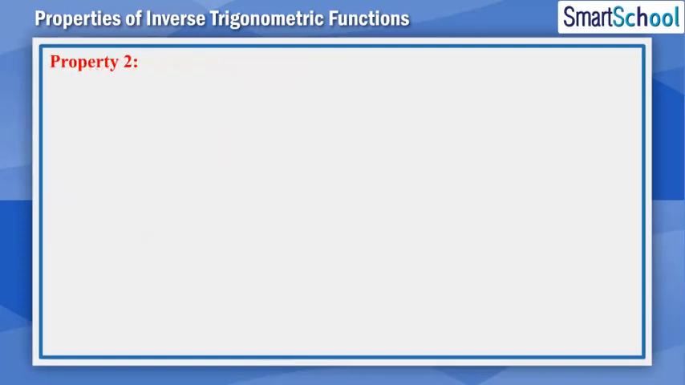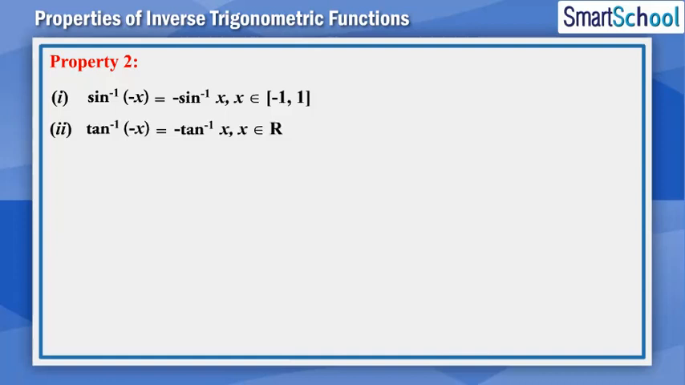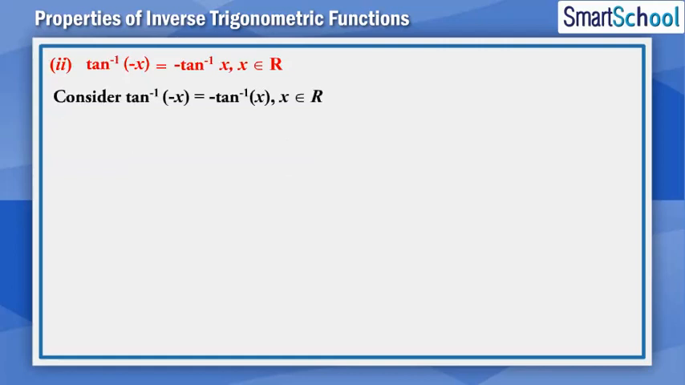The second property states that sine inverse of -x is equal to minus sine inverse x. Tan inverse of -x is equal to minus tan inverse x. And cosecant inverse of -x is equal to minus cosecant inverse x. Consider the second part. Let us denote tan inverse of -x by y.